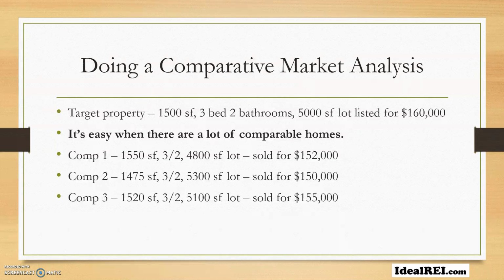Now in a neighborhood with a lot of similar homes, like in this example, they're all 3-bed, 2-bath homes, similar square feet, similar lot sizes, and they're selling for similar prices. We could guess or estimate that this property is probably worth somewhere between 150 and 155. And you might just average it out and say it's worth 152,500. So we'd say the property is listed a little bit above the market value, and you would try to negotiate it down into the lower 150s. Not hard.